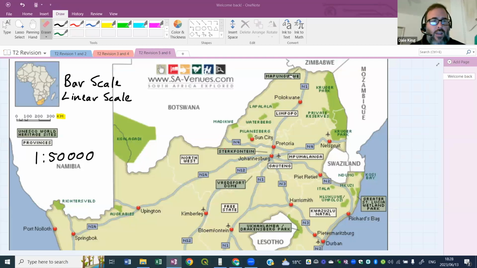But a bar scale is easier. It's easier to use. This is why they put them on maps. The proper maps, for example, if you're doing geography, give you a ratio scale instead. They also give you a bar scale, but they also give you a ratio scale if you want to do calculations. But a bar scale is very easy to use, especially for simple maps.